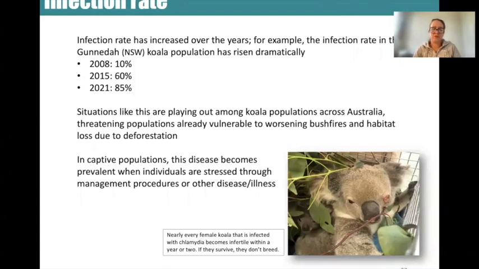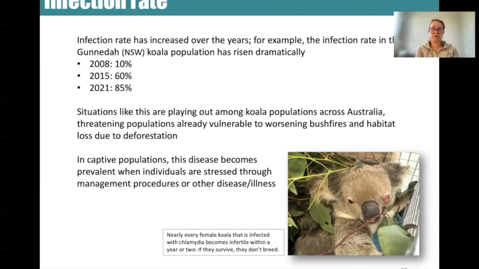So unfortunately, infection rate has increased over the years. For example, the infection rate of a New South Wales koala population in Gunnedah has risen dramatically from 10% in 2008 up to 85% of the population being infected in 2021. And situations like this are actually playing out among koala populations across Australia, and threatening those populations that are already vulnerable to bushfires and habitat loss due to deforestation.